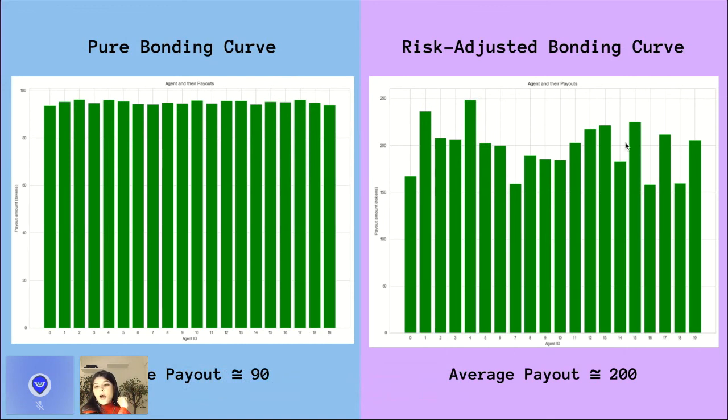Whereas here, in the risk-adjusted bonding curve, you're able to take actions based on risk as well as on your estimate of price. So here the dynamics are only price, so there's little variability. Whereas here, the dynamics are price as well as risk, and that allows agents to make essentially smarter choices because they're informed with more signals. More information means smarter decisions, and as a result of that, there is more variability. And there's also a higher payout in this case.